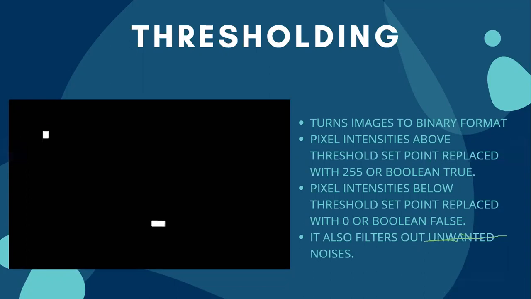I hope the operation of thresholding is pretty much clear. I mean, we have been using thresholding from the first year of our engineering terms anyway. So thresholding is a basic simple operation. We have a threshold set point. Everything above the threshold set point gets some fixed value. Everything below the threshold set point gets another fixed value.